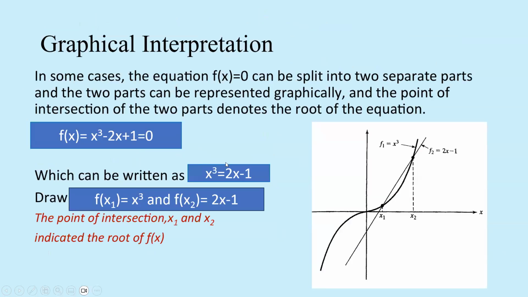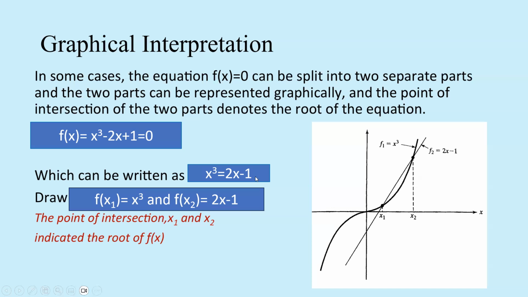The next point for graphical interpretation: in some cases, the equation of f of x can be split into 2 separate parts, and the 2 parts can be represented graphically. The point of intersection of the 2 parts denotes the root of the equation. For example, look at this function. We have to find the roots of this function. We can write this equation in this format: x cubed equals 2x minus 1.